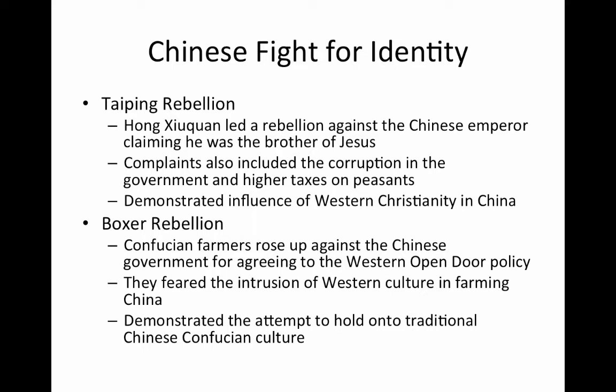So notice that within China, after the Opium Wars, you have this fight over what future Chinese identity will be. Will it be a Western identity or will it be a traditional Confucian identity?